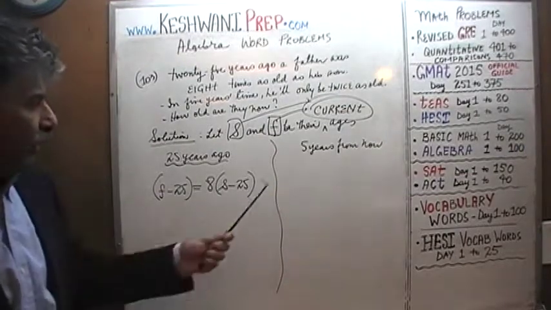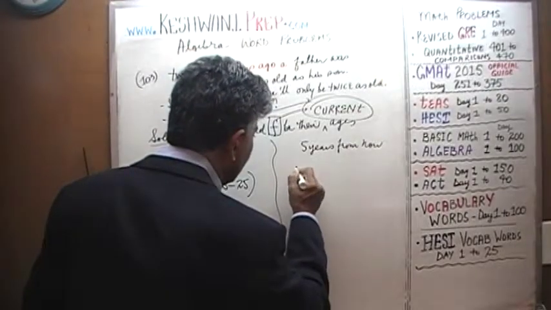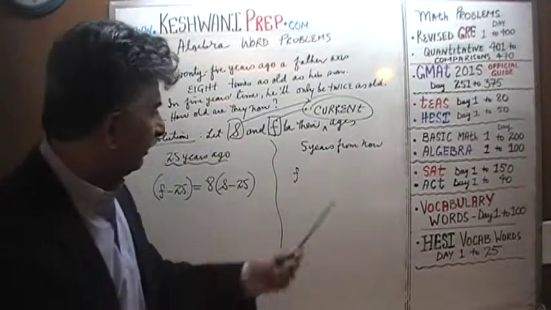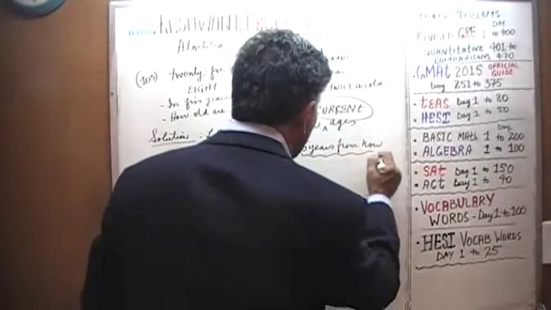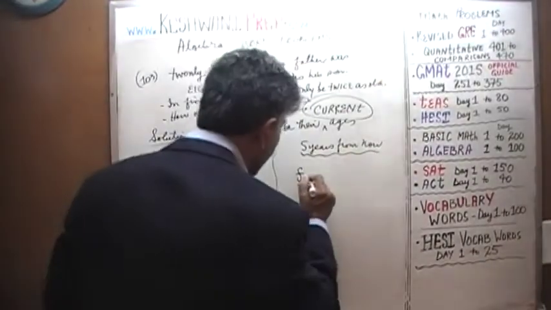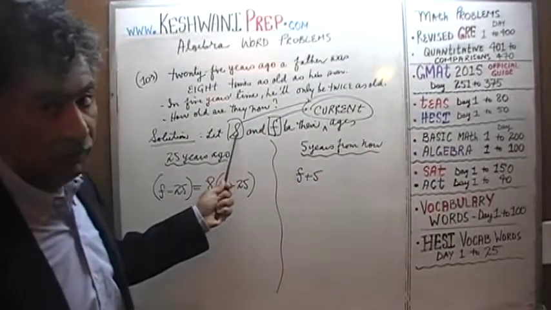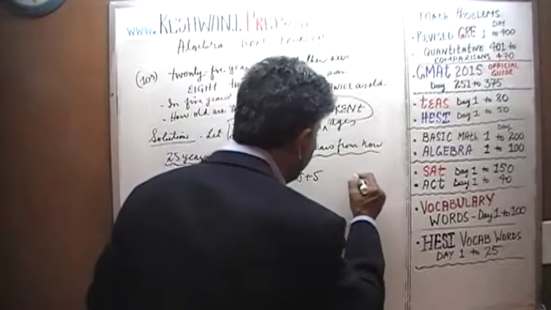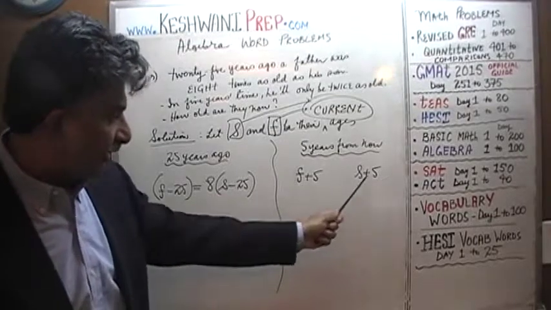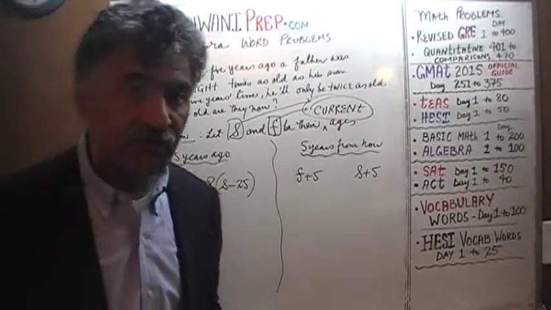Now, let's work on this one. 5 years from now, well, how old is the father today? Father today is F years old. Well, if father is F years old today, how old do you suppose he's going to be 5 years from now? Well, whatever his age is today, 5 years from now, he'll be 5 years more. Similarly, the son, we said, is S years old today. 5 years from now, the son should be S plus 5. And what sort of relationship will exist between these two quantities?